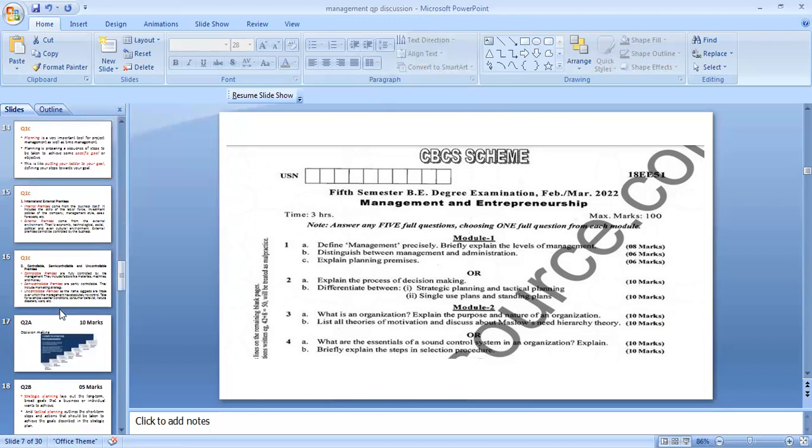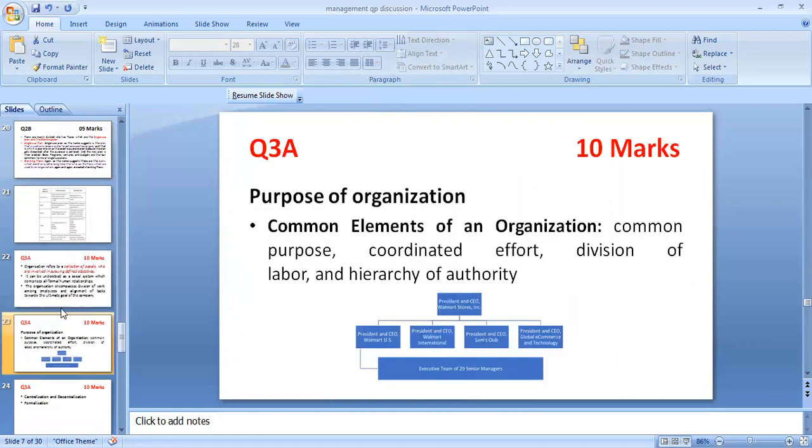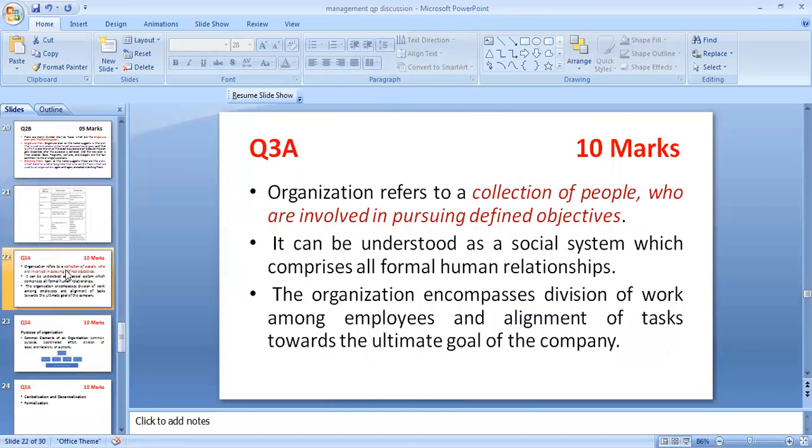First, let us define what organization is. There are many definitions, but I will go with the one I feel is easiest. A lot of business personalities have defined organization, process, everything, but the one I feel comfortable with, I am going to display on the screen. Organization refers to a collection of people who are involved in pursuing a defined objective. It can be understood as a social system which comprises all formal human relationships.